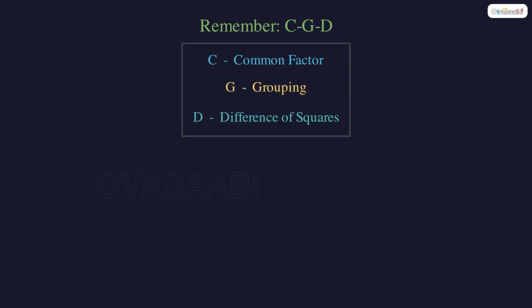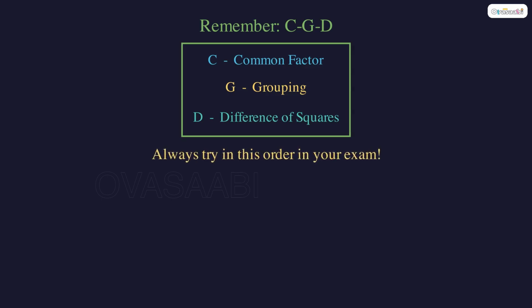Remember, CGD, like a football chant: common factor first, then grouping, then difference of squares. Always try them in this order in your exam. You will never miss a mark.